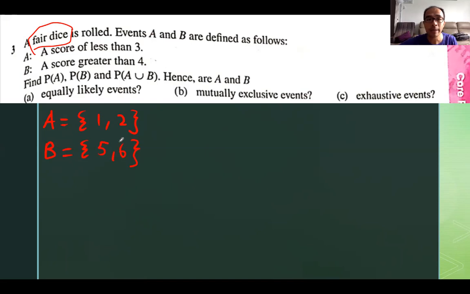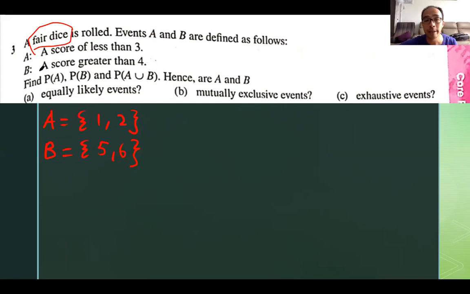Why is there no number 3 and number 4? Because A has been defined this way, and B has been defined this way. It's up to the question, I know, you want number 3 and number 4 too. But don't. A is this, B is this. Just follow whatever the question says, because that's what the question does.